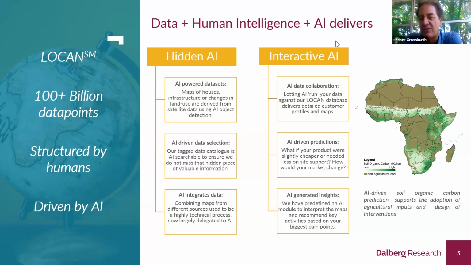Once you have 4,000 layers of data, or even two, they don't necessarily overlay correctly on each other, and there's a lot of calculation work and other things that need to happen to integrate them. And then you can use AI to run your own data against very large databases to give you much deeper insights on your products, to run AI-driven predictions. So this is, if my product were 20% cheaper, how would the shape of my market and my customer profile change?